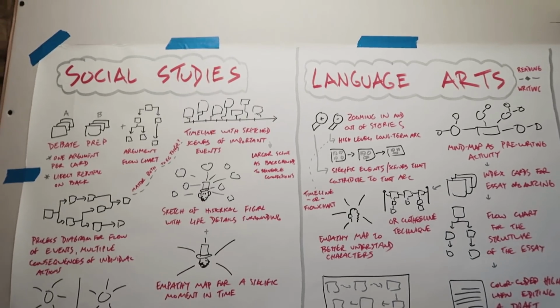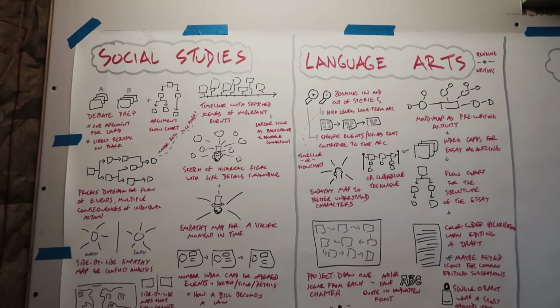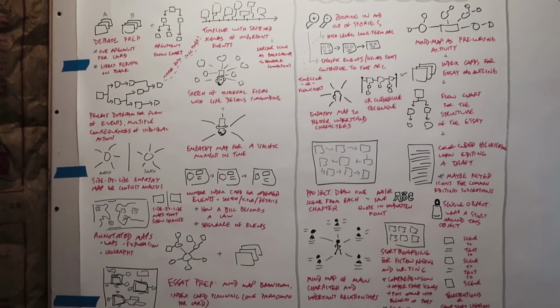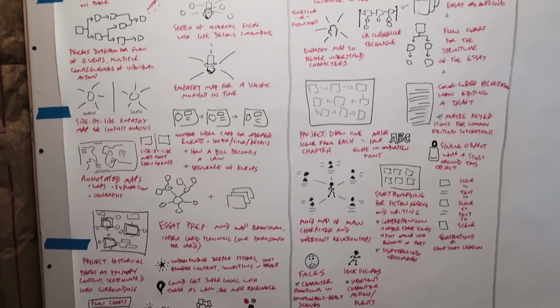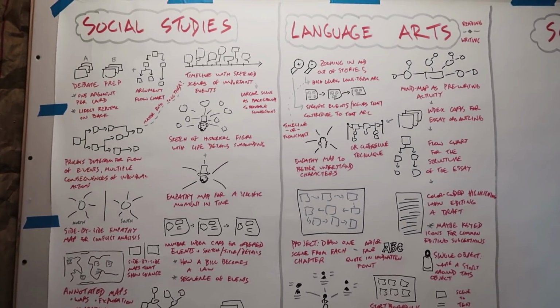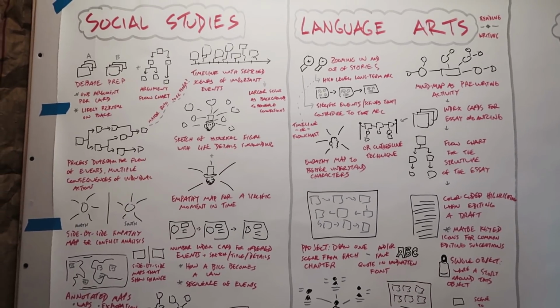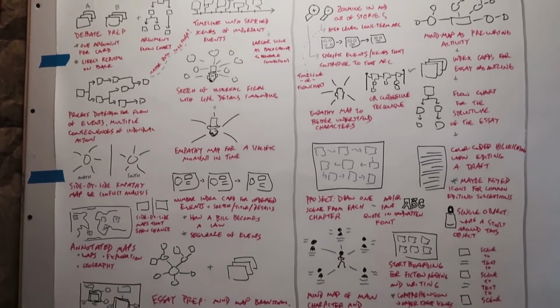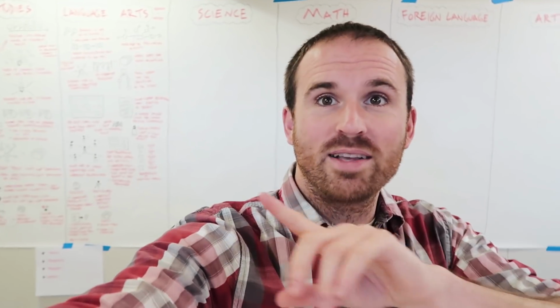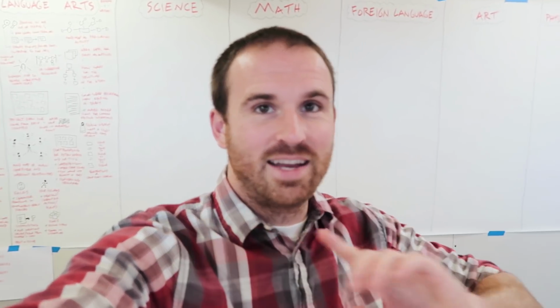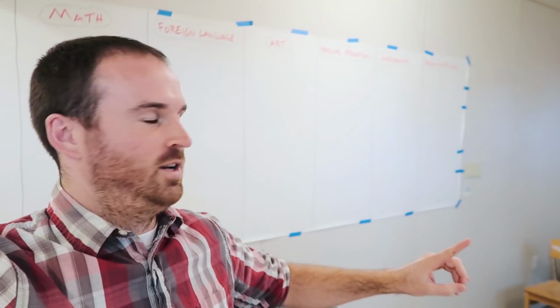All right, so we've got a couple subjects filled in right now, social studies and language arts. And basically this is essentially a brain dump of ideas around how to use sketchnoting within these subject areas. Overall feeling pretty good about the progress so far. Got 2 subjects down, 7 more to go.